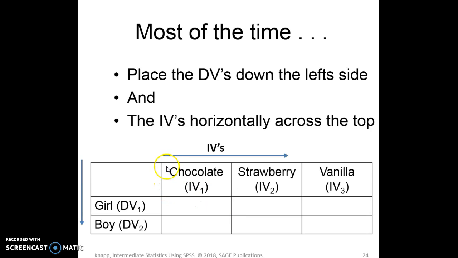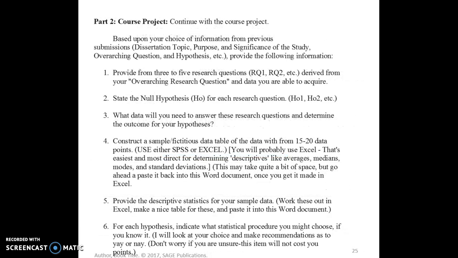Here's what I recommend, however. This is pretty customary in the way people set up their contingency tables. They set it up with the dependent variables down the left side and their independent variables across the top. So just keep that in mind. That's pretty contemporary as far as what people do.